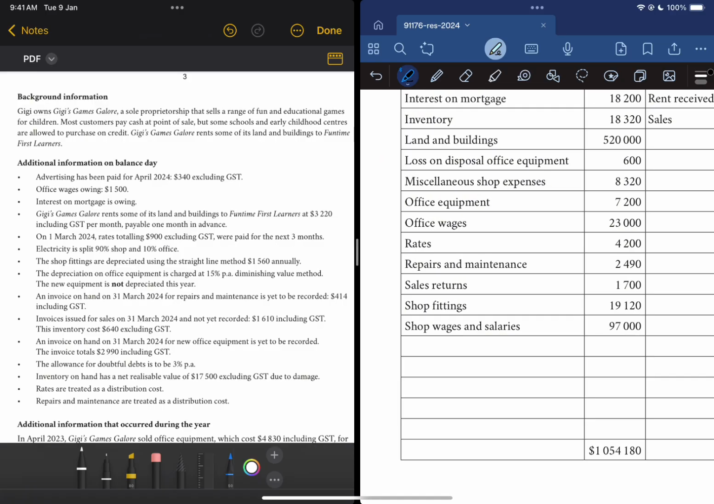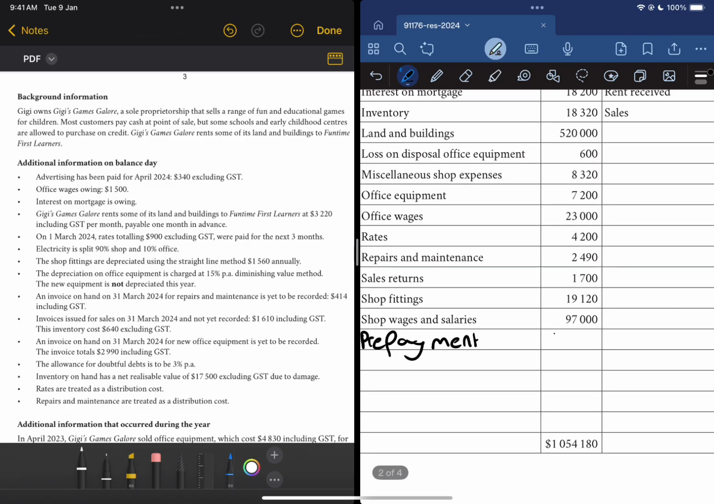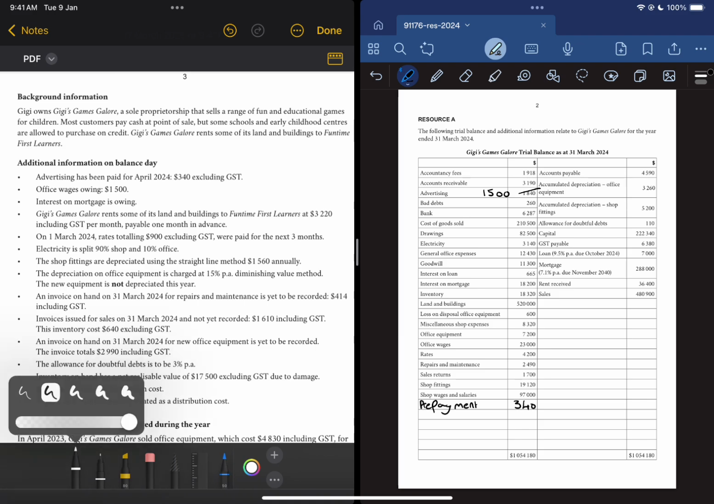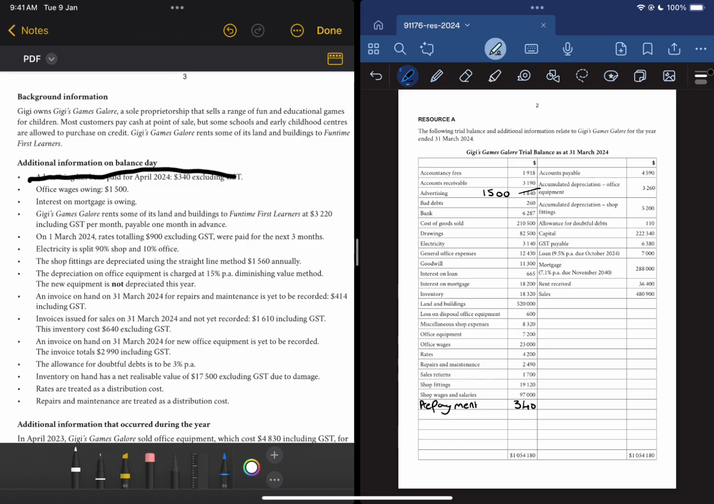So we're going to create our account here called prepayment, and it's going to be for 340. Right, so this is our first balance day adjustment done. Let's go in here and cross this out. Good enough. We'll do a better line. Just a second. Good enough.